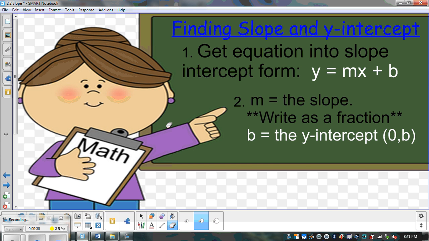In order to find the slope and the y-intercept, the very first thing you need to do is make sure that the equation is in slope-intercept form. Another way to say this is it's in y equals form. So we have y equals mx plus b. M is our slope, and you usually see it written as a fraction. And b is the y-intercept. That's why it's called slope-intercept form, because we're talking about the slope and the y-intercept. So take a moment to get these little notes down that we are looking at m, the slope, and b, the y-intercept.